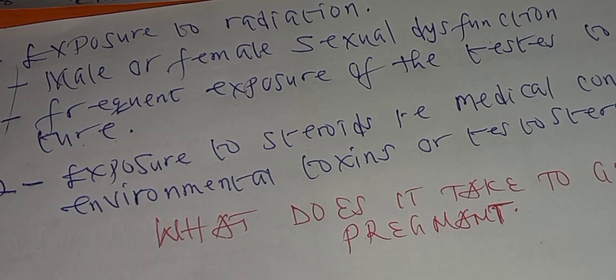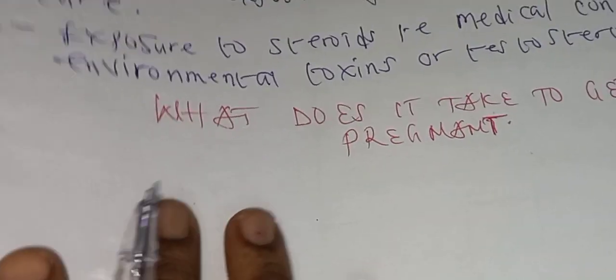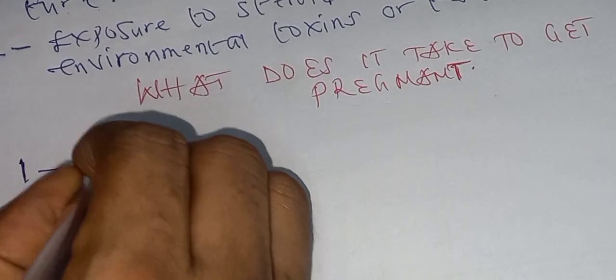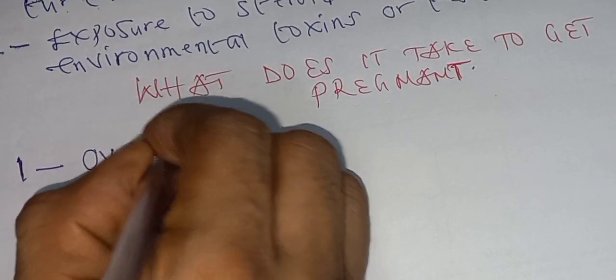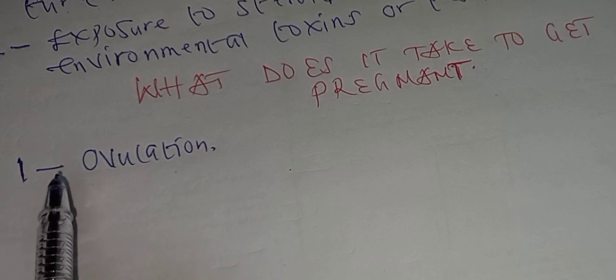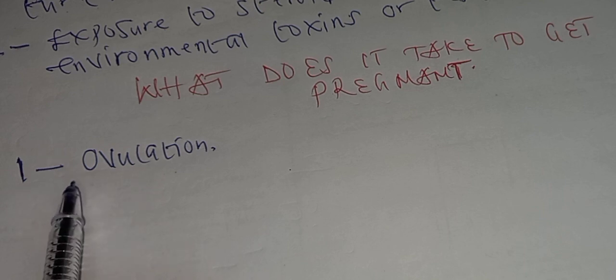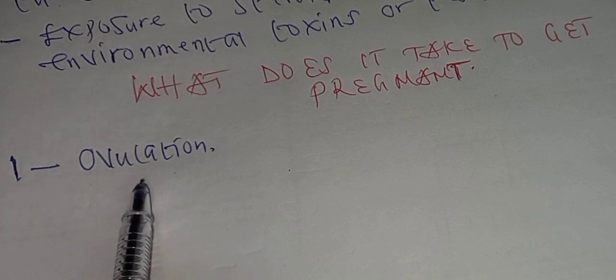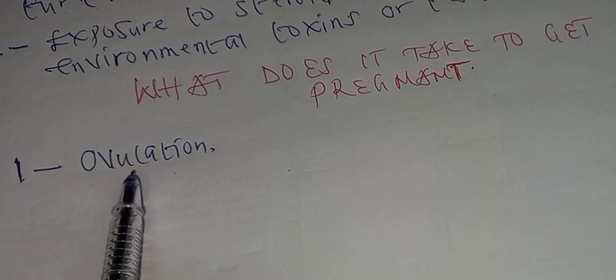There are 4 stages that must occur for a female to get pregnant. Number 1, ovulation. A lady must ovulate properly. What is ovulation? An egg must be released from the ovary, called ovulation. The ability of the egg to release from the ovary is called ovulation.